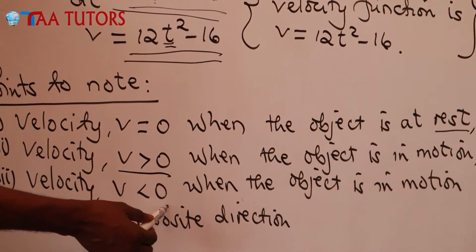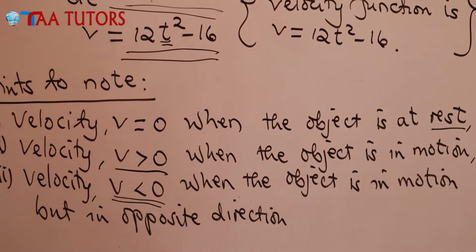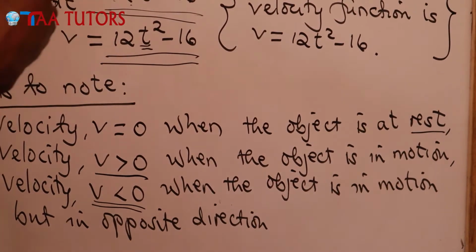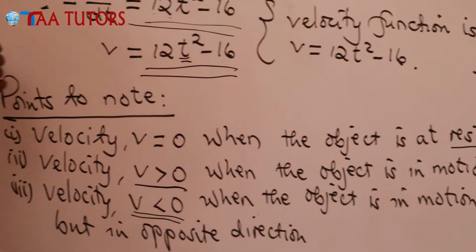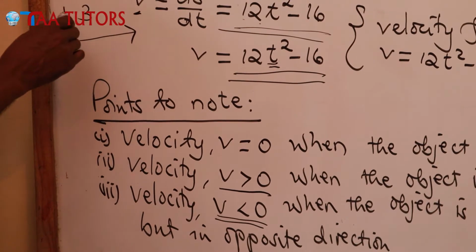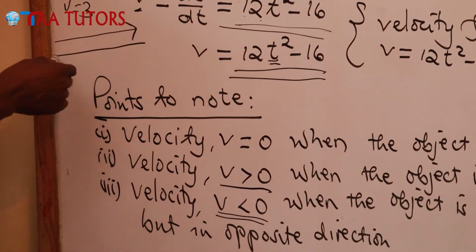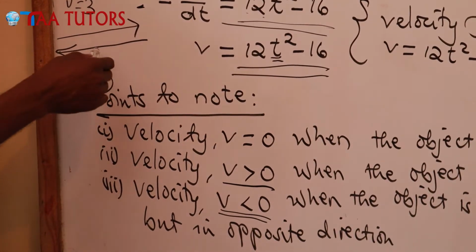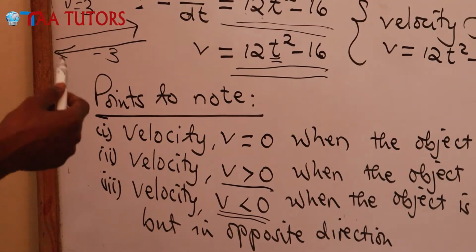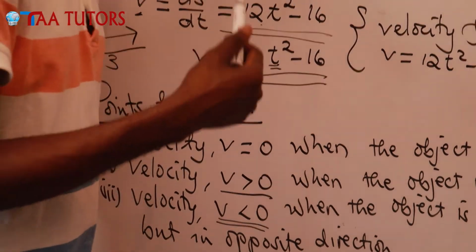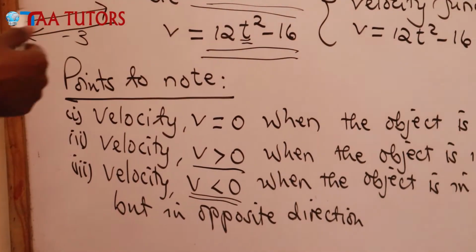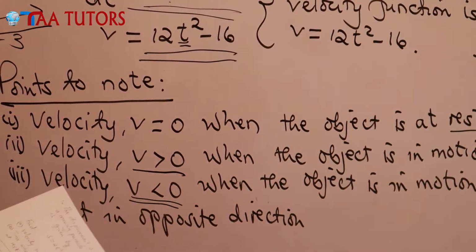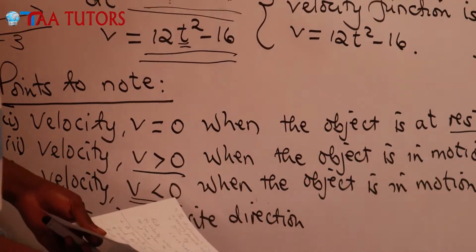When velocity is less than 0, meaning a negative number, it means the object is moving, yes, but in the opposite direction. For example, if the object was moving here and velocity is 3, if the object moves the same distance but in the opposite direction, it will be negative 3. So a negative velocity refers to an object moving in the opposite direction. These are very key points that we are going to use when calculating velocity.